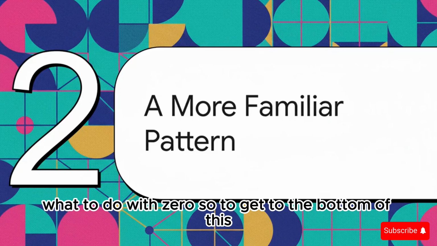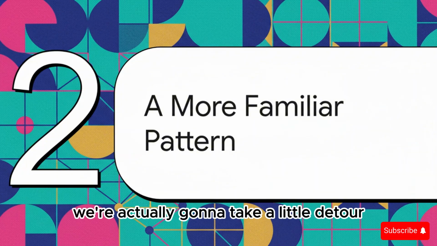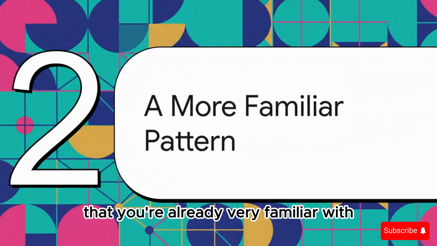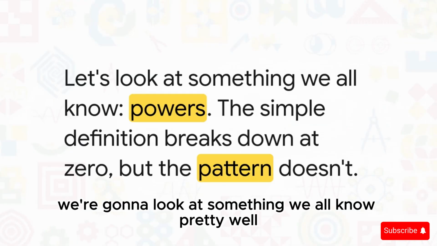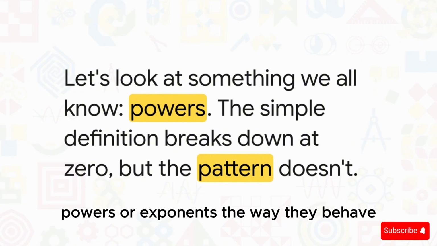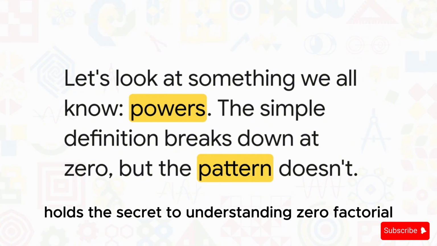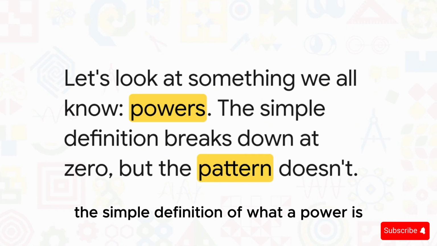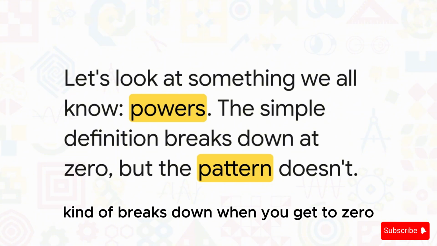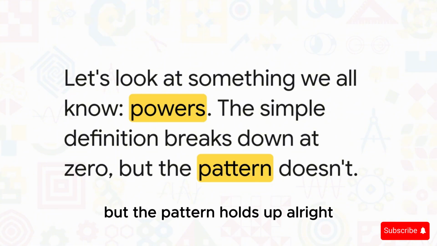So to get to the bottom of this, we're actually going to take a little detour. We're going to look at a pattern that you're already very familiar with to find a hidden clue. We're going to look at something we all know pretty well: powers, or exponents. The way they behave holds the secret to understanding 0 factorial. Because just like with factorials, the simple definition of what a power is kind of breaks down when you get to 0. But the pattern holds up.